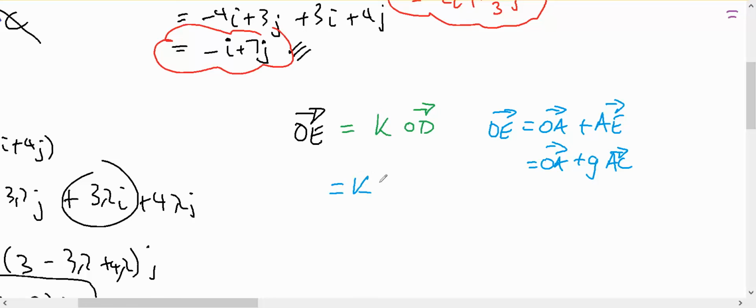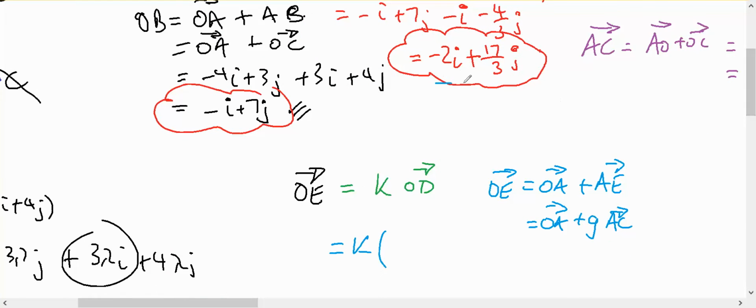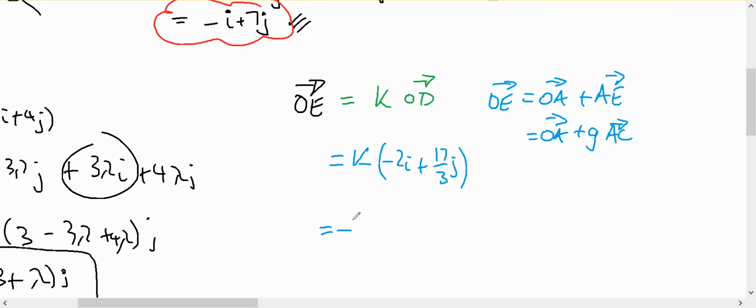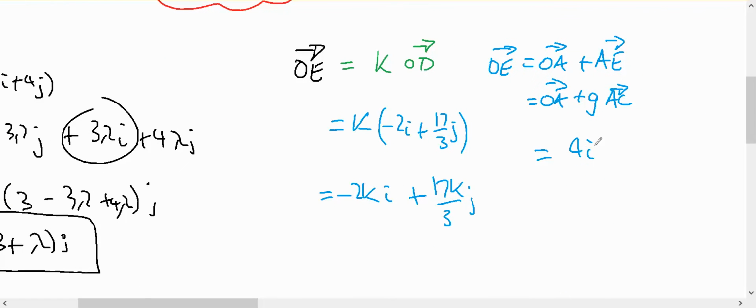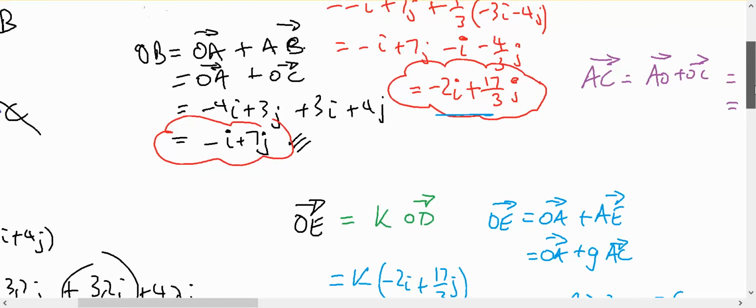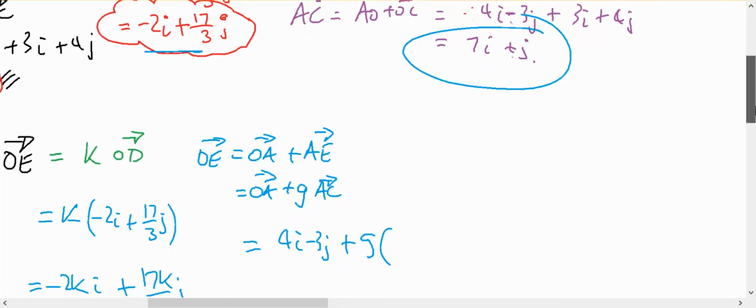So that will give me k lots of OD, and what's OD? OD is this one here, minus 2i plus 17 on 3 j. So I've got minus 2k i plus 17k on 3 j. And this one here is OA, so that's A backwards. So that's 4i minus 3j plus g times AC. And AC I've previously worked out to be 7i plus j.